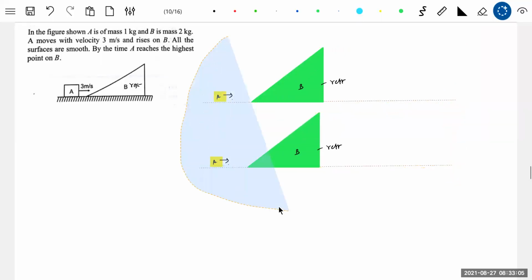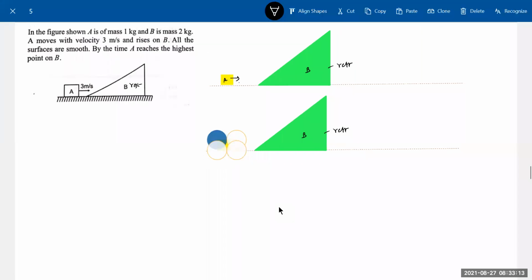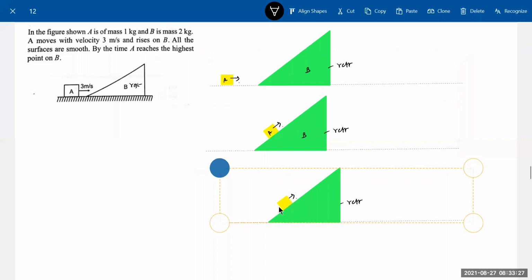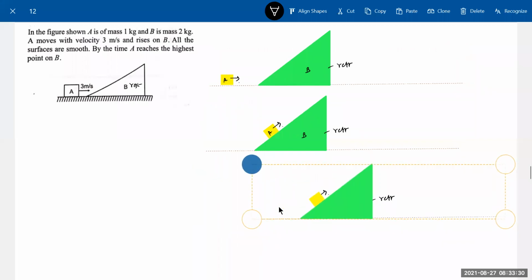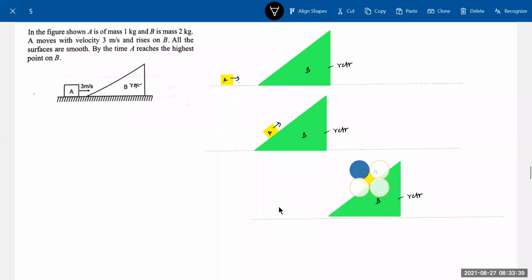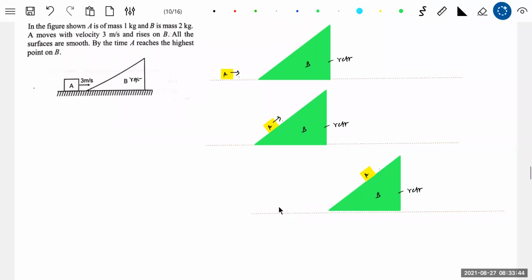So the block starts climbing on the wedge. At the moment the block starts climbing on the wedge, what conditions will come? Normal contact. All these are really diagram based questions, so the student has to fight with a diagram. Let me bring on the sequence of diagrams.